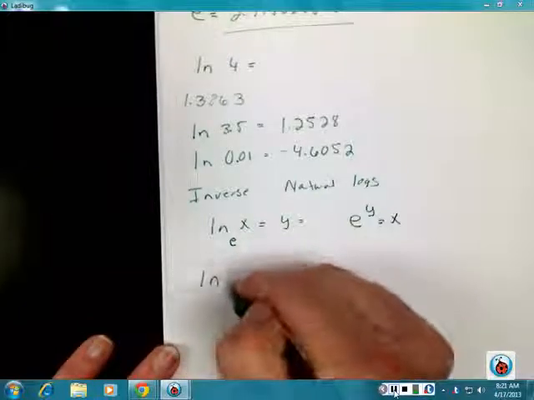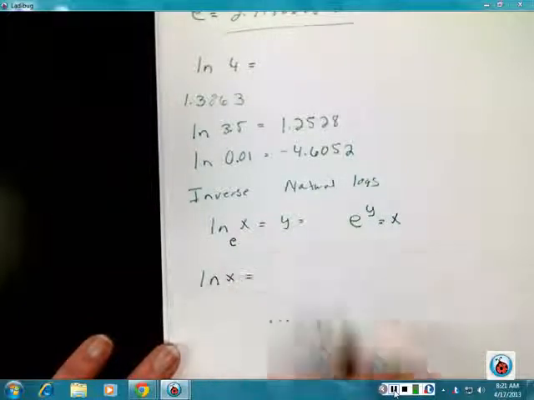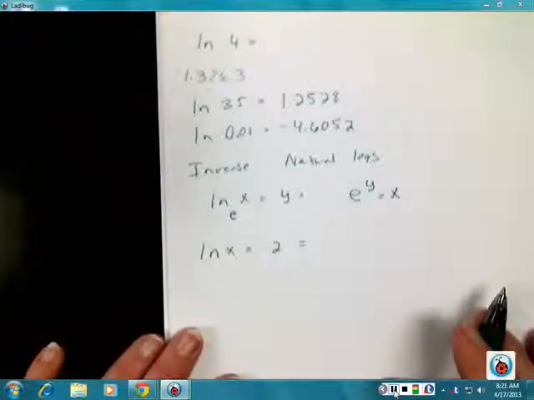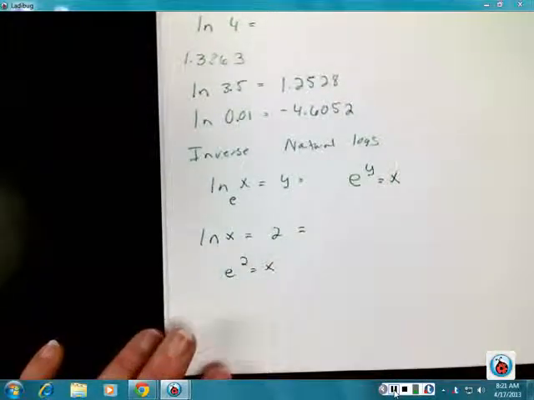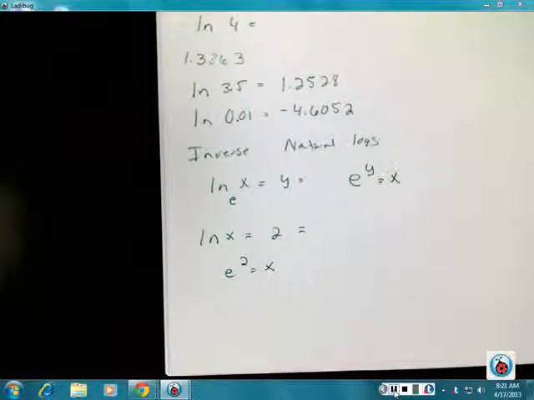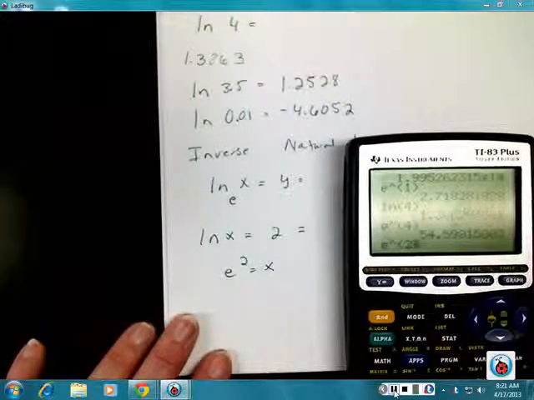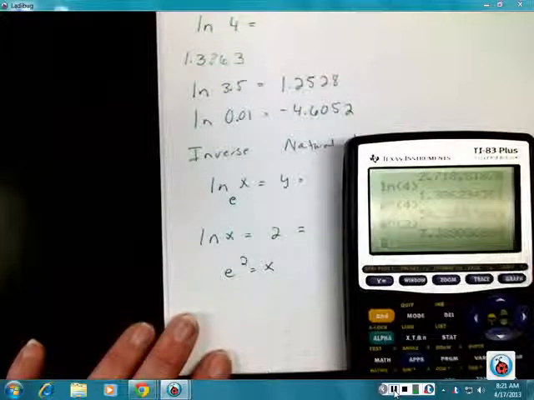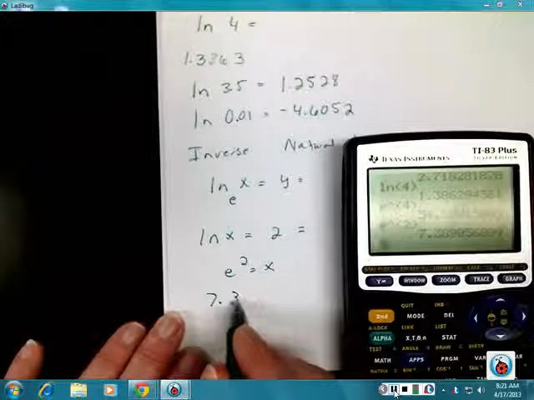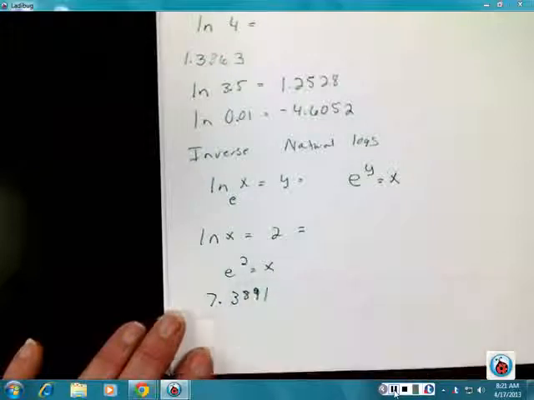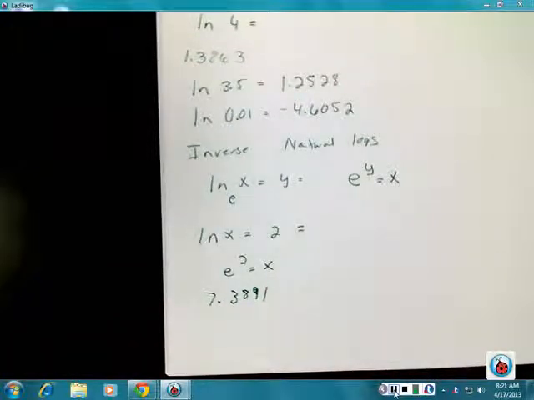So what do we get for an answer to this one? ln, or natural log of x, is equal to 2. What will that equal? I have to reverse it, so it's e to the second is equal to x. So what is e to the second? Second, natural log, type in a 2, close it in a parenthesis, hit enter, and my answer comes out to be 7.3891. Everybody got that all right? So you reverse them and just see what happens to them.